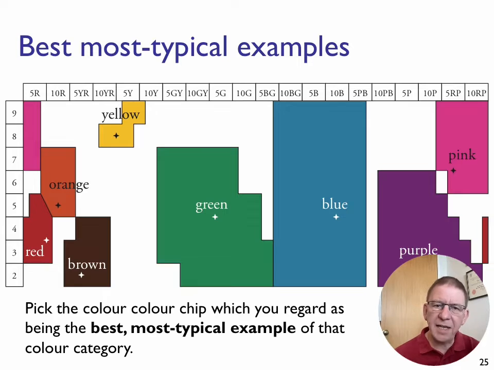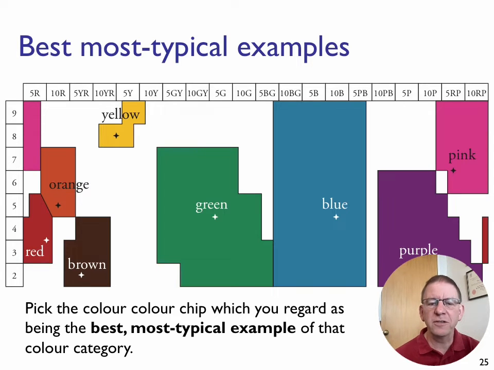Berlin and Kay set another task: out of the 160 colour chips, pick the one that is the best, most typical example of that colour category. Native speakers agree with a stunning degree of consensus. The little stars are the points that are agreed as the best, most typical example of each of the 8 basic colours. These best, most typical examples are important in understanding the language of colour wheels.